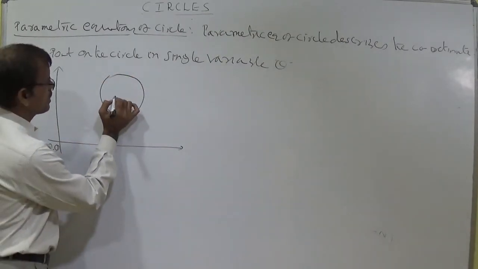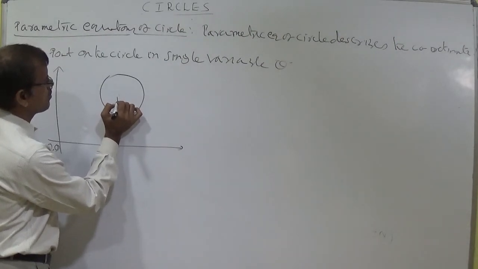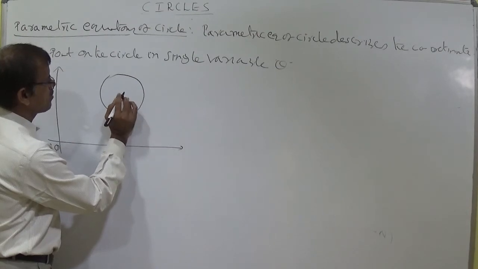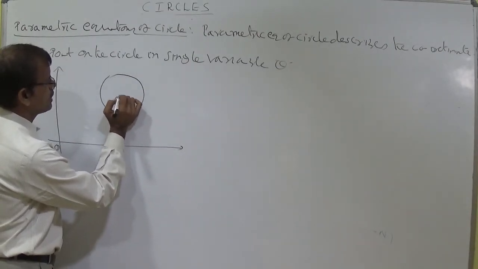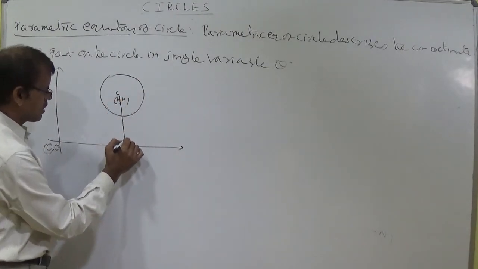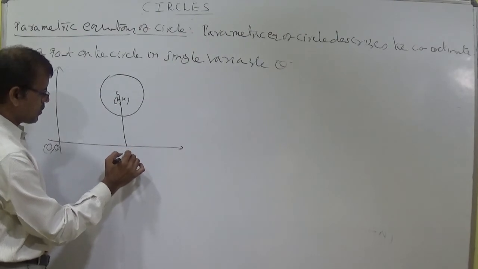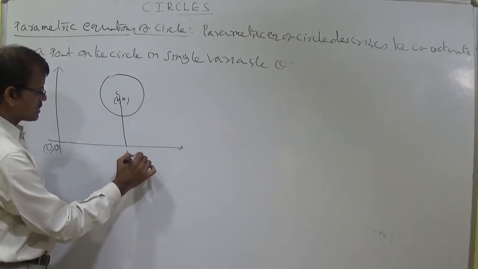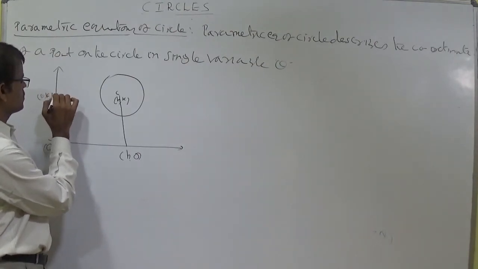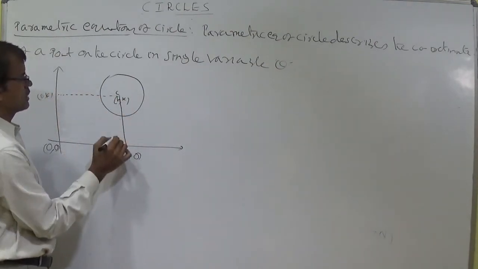You can put here h comma k. I am writing h comma k. H comma k is nothing but the point. This is C, h comma k. Here you can write this is a point on x-axis as h comma 0 and this is a point on y-axis 0 comma k, like this.